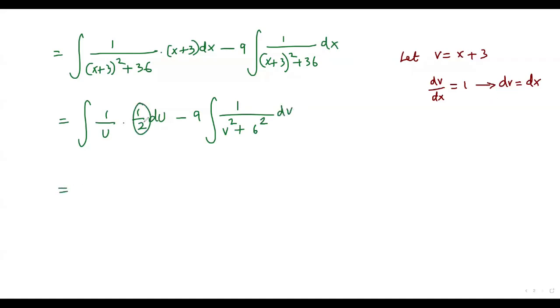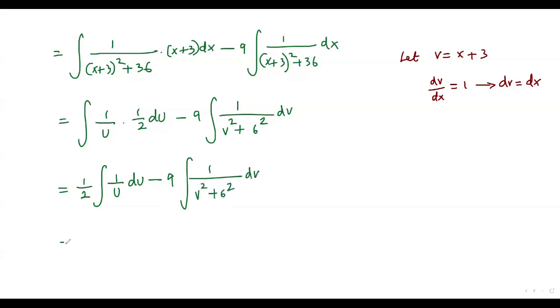Now, 1 over 2 is a constant. It is multiplied by the part which contains the variable. In integration, whenever a constant is multiplied by the variable part, the constant can be moved out of the integration. So when I move this constant 1 over 2 out of this integration, I'm getting 1 over 2 times the integral of 1 over u times du, minus 9 times the integral of 1 over v^2 + 6^2 times dv. And 1 over 2 times, we know the integration of 1 over u with respect to u is ln of u, and minus 9.